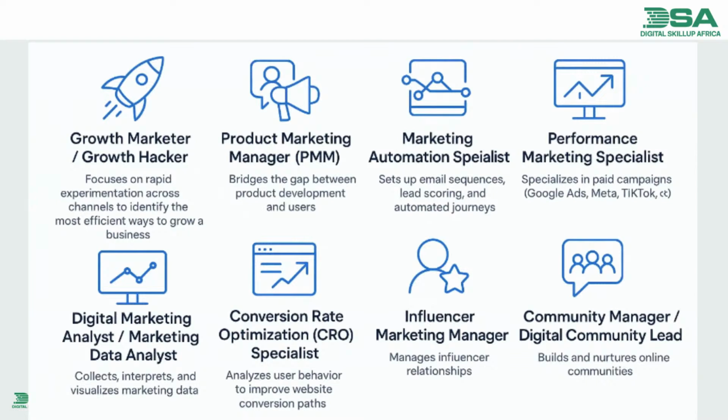Then you have your marketing automation specialist also. You set up email sequences, your lead scoring, automated journeys. So this is similar to your email marketing manager specialist role. I think it's just a fancy term actually, but the major difference is that they are now setting up automations. So if someone joins your platform, you have 10 emails going to the person. Then if someone buys from you, the person switches from that automation of 10 emails to another list of automation: okay, someone has bought from you, this is the next automation the person should go to.